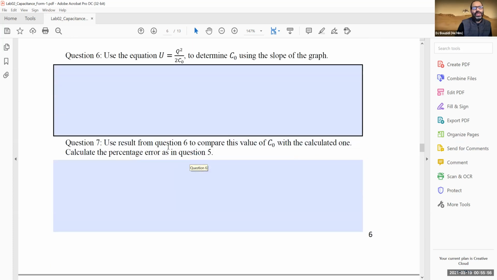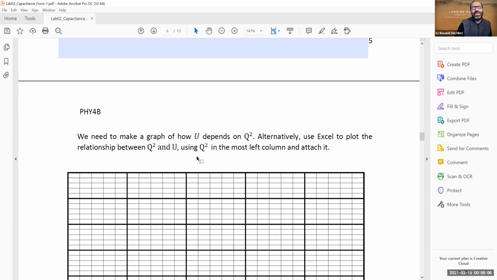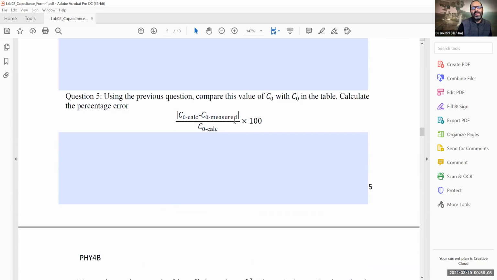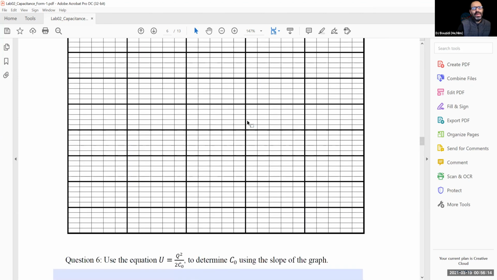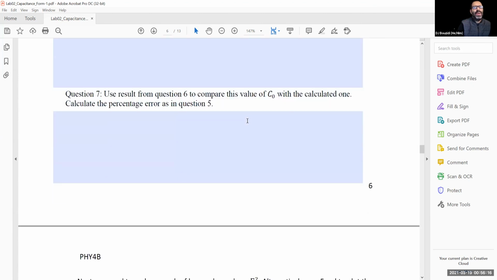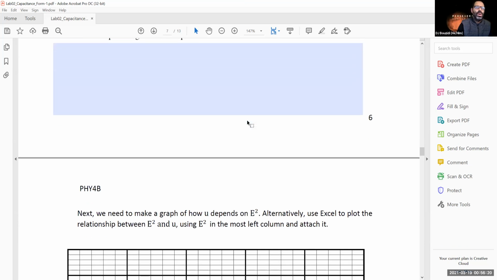Then use the percentage. Again, we're going to refer back to the result from question 6 to compare these values. So now you calculate the percentage errors. As in question 5, calculate the percentage error. This is a percentage error basically. So use the value that you calculated from question 3 and the one that you just measured using this dependency, and you're going to find another comparison now. And you're going to tell me, is the error acceptable or not acceptable, or too high, too low, and what went wrong, okay?